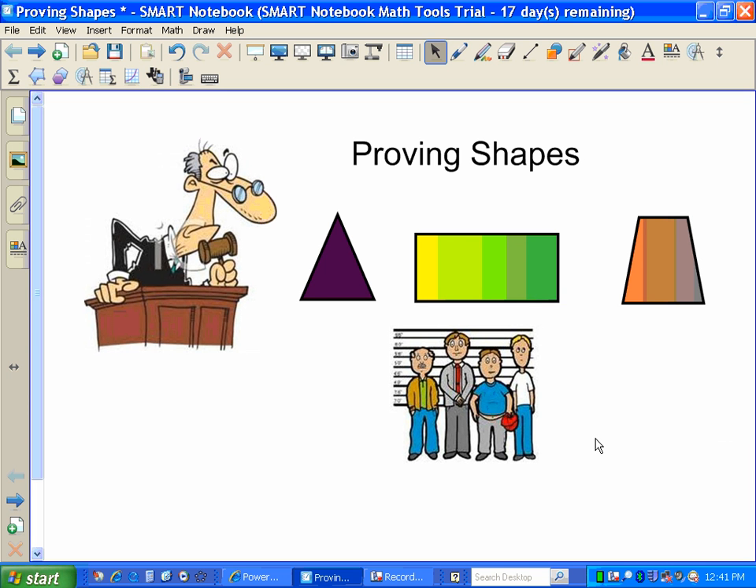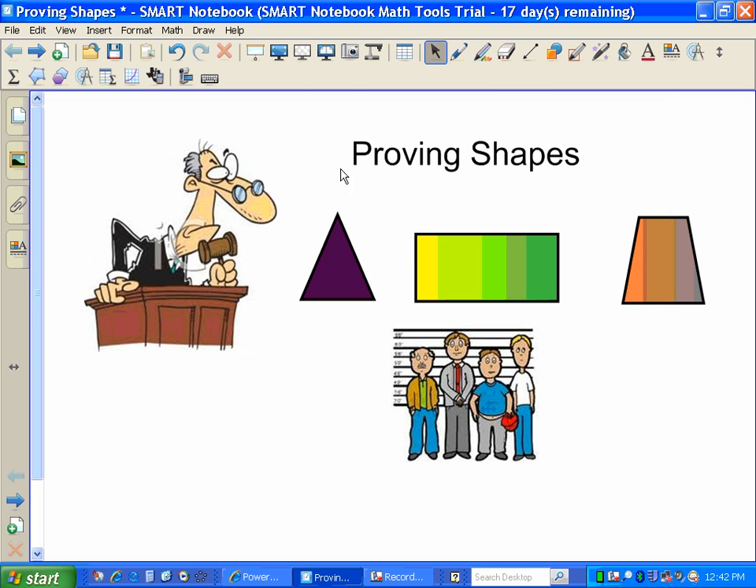Alrighty then. So, final video for the week, proving shapes. Right now, if you look at these three shapes that we've got right here, I'm pretty sure that everyone could tell me what they are. You could look at it and go, oh, that's a, and that's a, and that's a, and you'd probably be right, okay? If we were looking to identify shapes, we'd be done, okay?